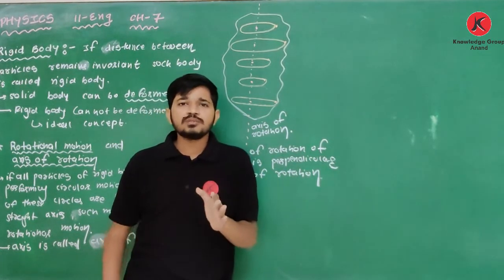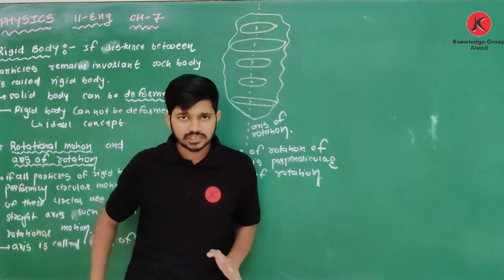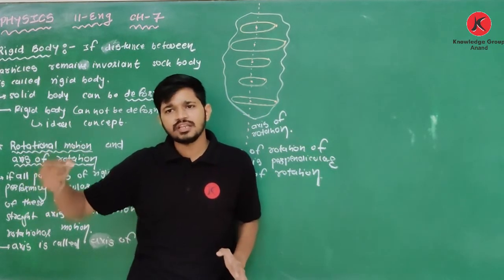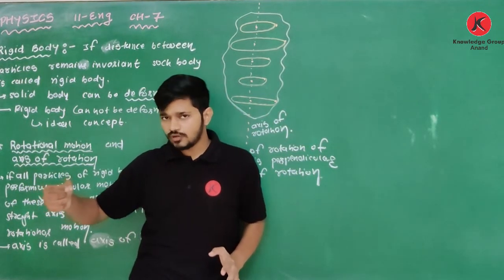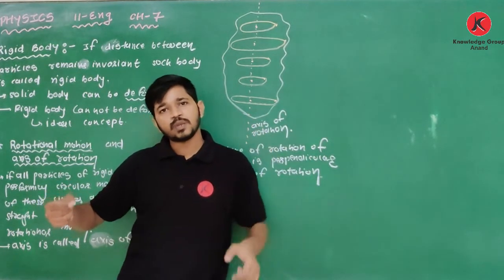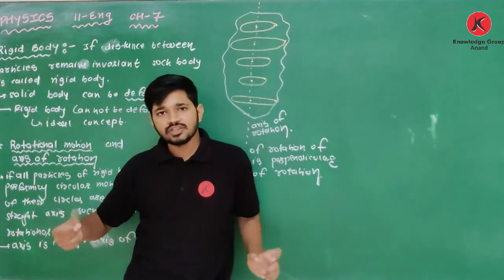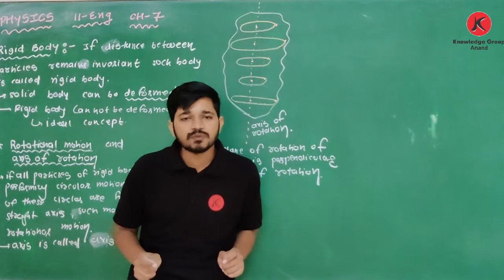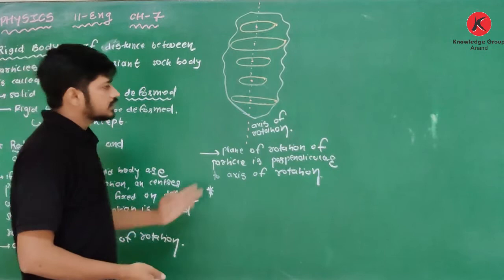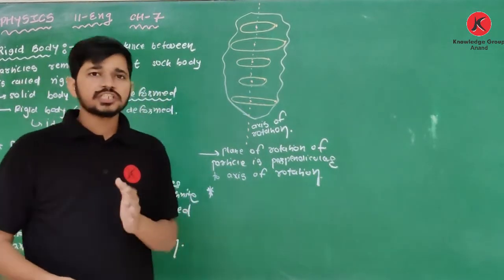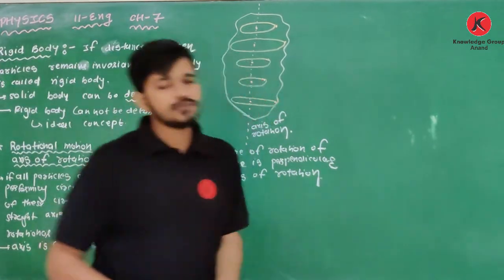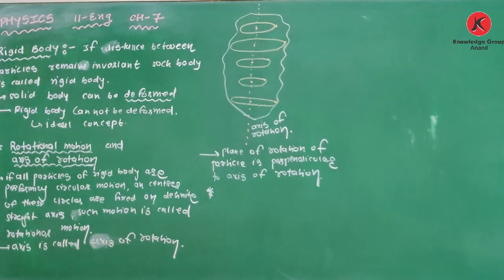But what is the difference between linear motion and rotational motion? In linear motion, you have to use the word linear, for example, linear velocity, linear acceleration. While in the case of rotational motion, you have to use the words angular position, angular displacement, angular velocity, angular acceleration. Clear? So that is the difference between them. Okay. So now we will see some definitions related to rotational motion.